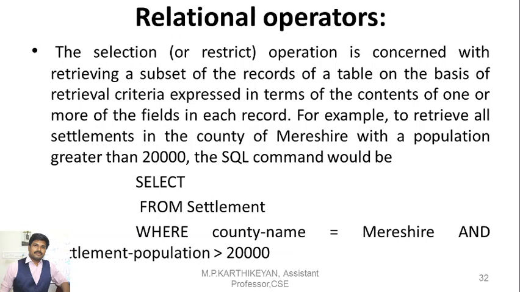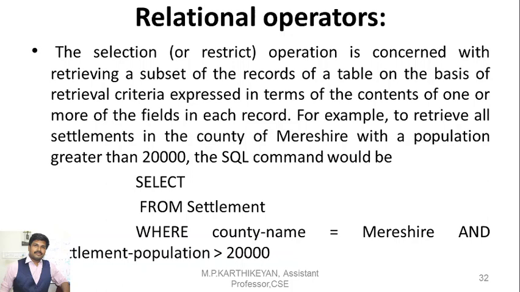This is another example where we are going to select the data with a particular constraint. What is a constraint? It is a rule or a condition, like an if condition in a programming language. Here the example is select from settlement. So you are selecting the data from the table named settlement. Now what is a constraint? Where the country name is equal to Merryshire and settlement population is greater than 20,000. So here we have multiple constraints, not only one.